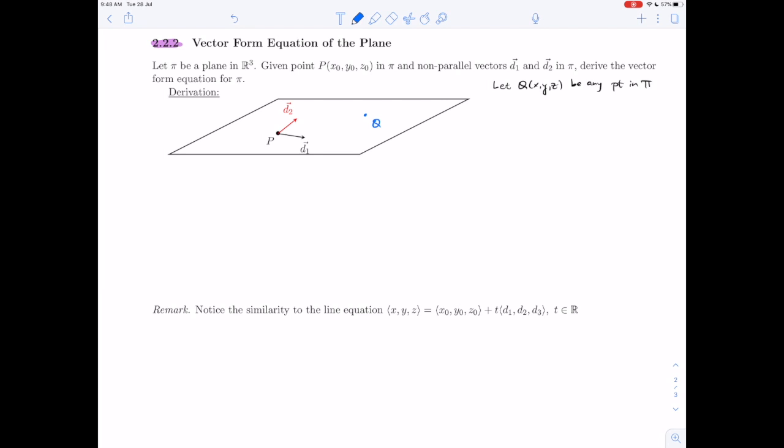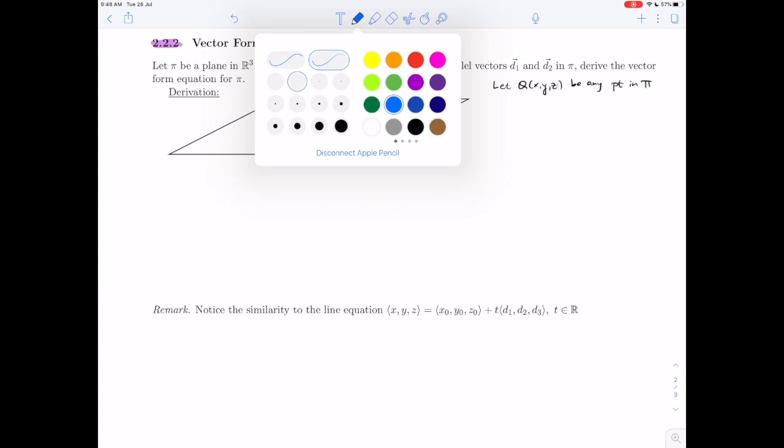Now in the previous derivation with the normal vector and the general form, we relied on vector PQ in the plane being perpendicular to a normal vector. We're going to do something different here. We have two vectors that are in the plane now, or parallel to the plane, not perpendicular to it. And so what it turns out that we are going to rely on is our good old tip-to-tail relationship. We can scale these vectors d1 and d2 so that we can form a tip-to-tail relationship with our vector PQ.